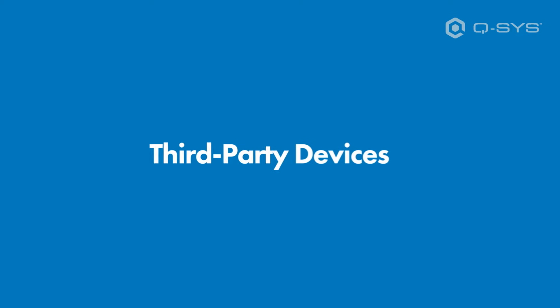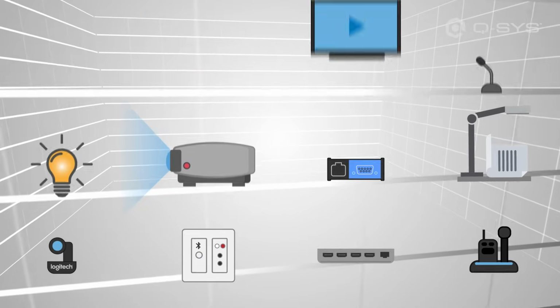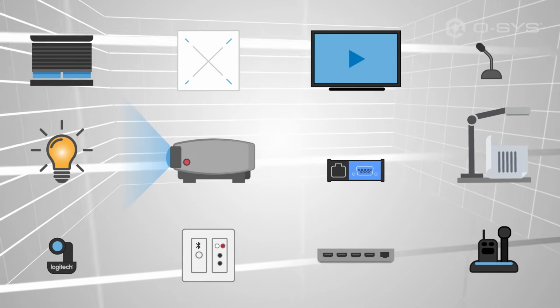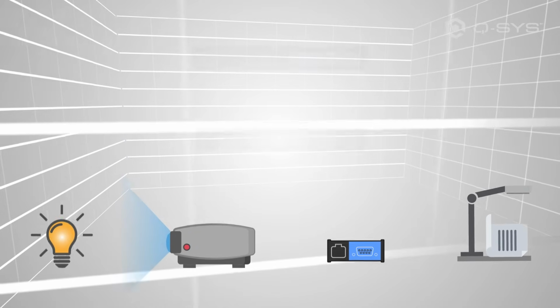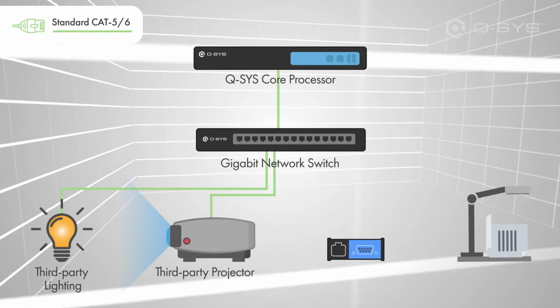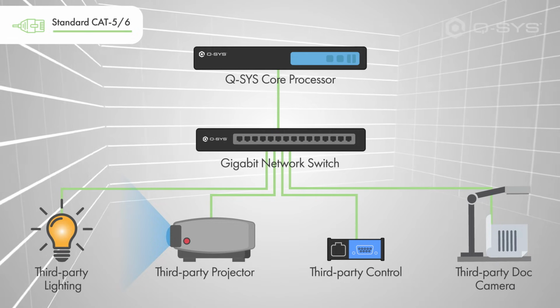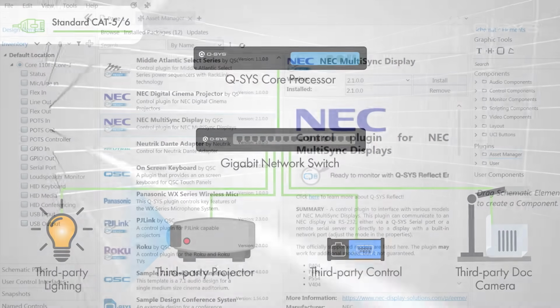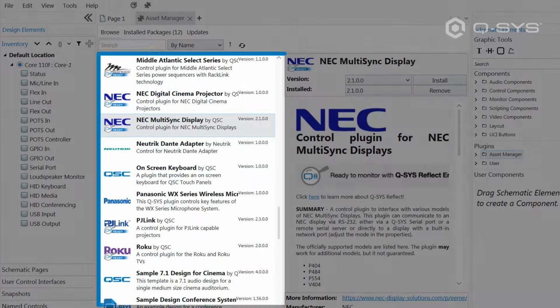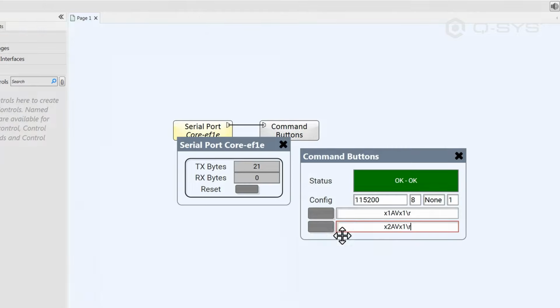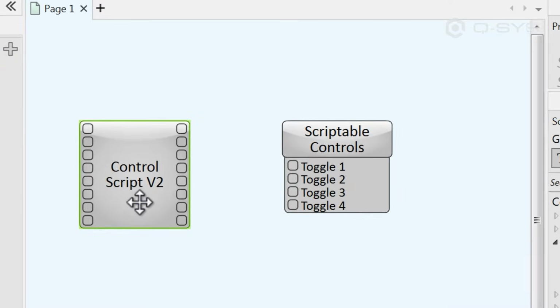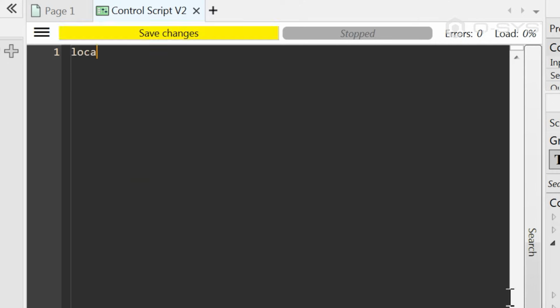Don't forget that not every device in your design will be a Q-SYS product, which is why Q-SYS creates the condition for an entire ecosystem of third-party product integrations. If you're connecting to third-party devices like lighting controllers, projectors, control systems, etc., you can communicate with those devices by using one of the available Q-SYS partner manufacturer plugins, by sending simple TCP or serial strings using command buttons, or by using custom scripting components. These topics are covered in future videos as well.